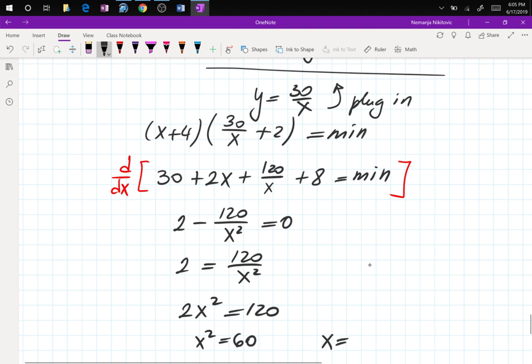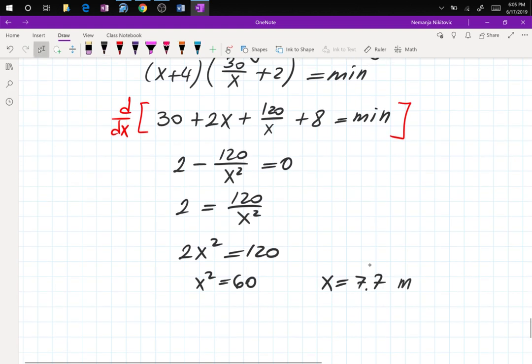Now when you take the square root of both sides, you get a positive and negative value, but we ignore the negative because lengths cannot be negative. Square root of 60, one decimal precision allowed, 7.7 meters. So the length of the pool is 7.7.